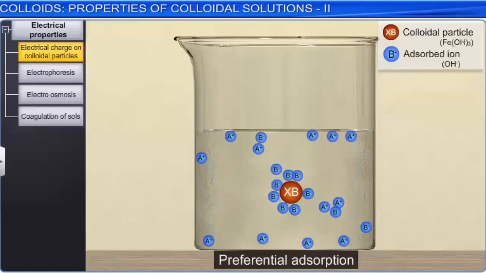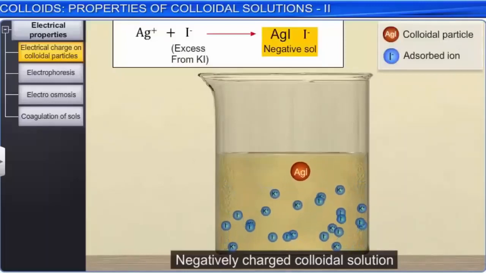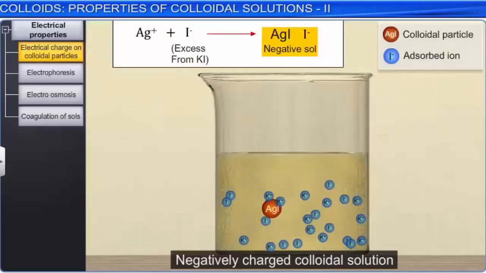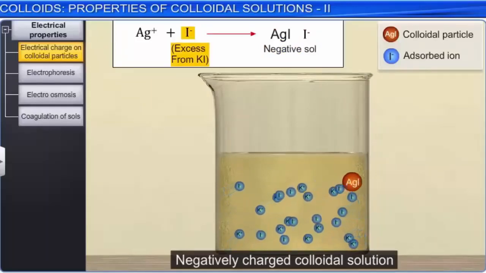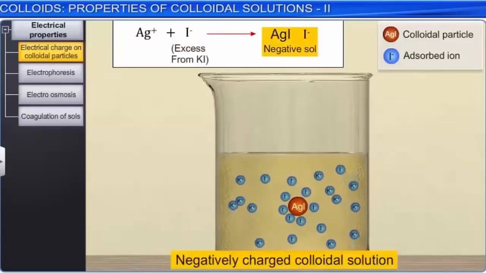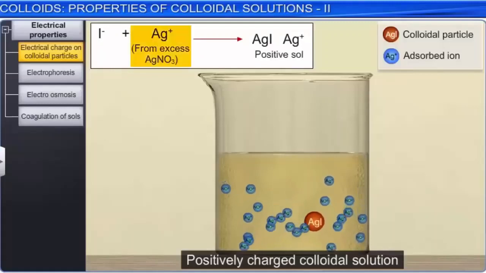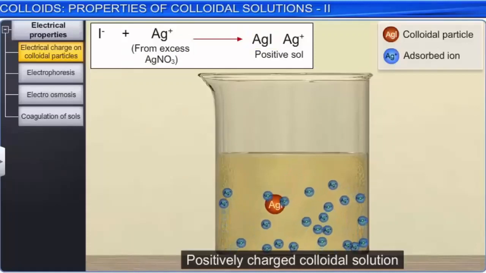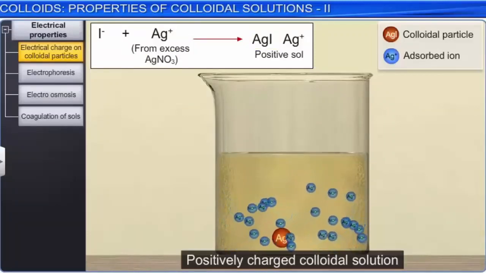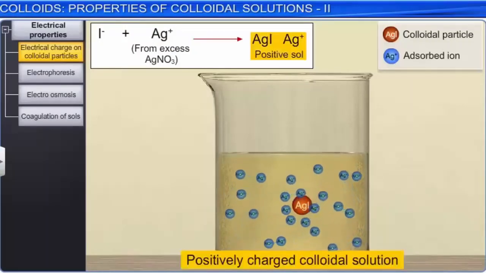For example, silver iodide precipitate adsorbs iodide ions from the dispersion medium if an excess of potassium iodide is used to prepare it. This results in the formation of a negatively charged colloidal solution. However, if an excess of silver nitrate is used for the precipitation of silver iodide, preferential adsorption of silver ions takes place, resulting in the formation of a positively charged colloidal solution.